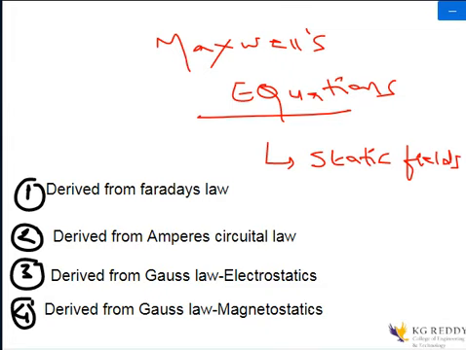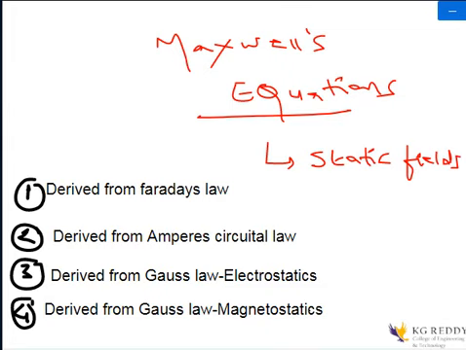Maxwell's equations are nothing but a set of four expressions which are derived from Ampere's circuit law, Faraday's law, and Gauss's law, including Gauss's law for the electric field and Gauss's law for the magnetic field. Generally, the Maxwell equations describe the relations between changing electric and magnetic fields, and they come in two forms: the integral form and the point form.